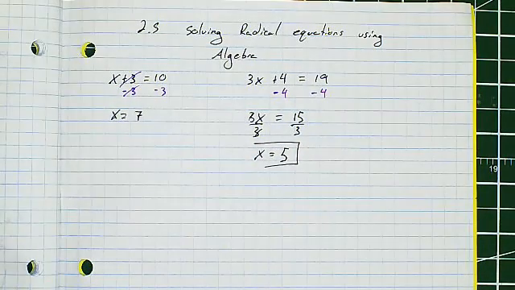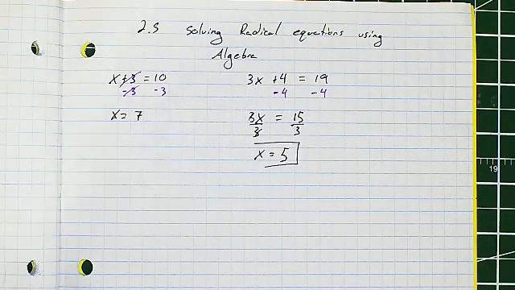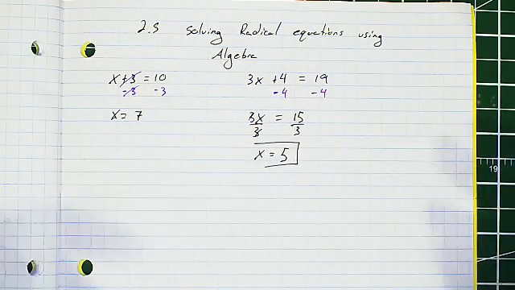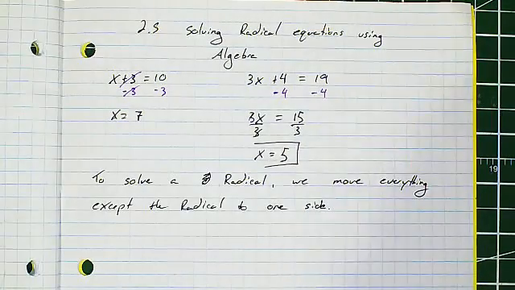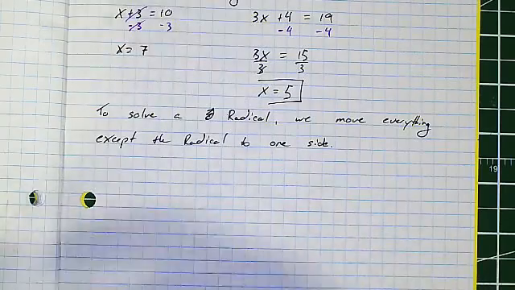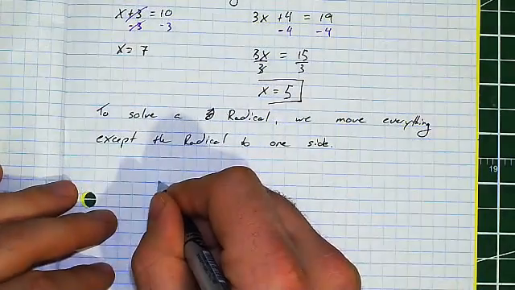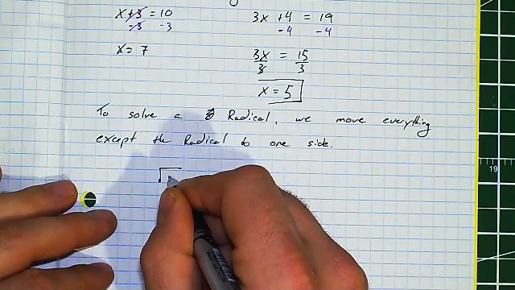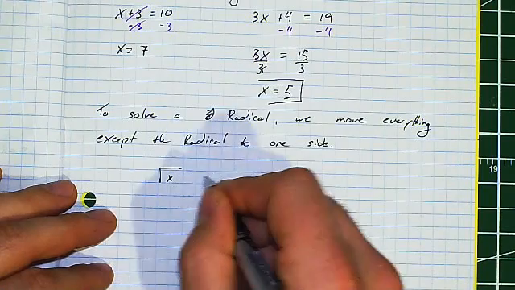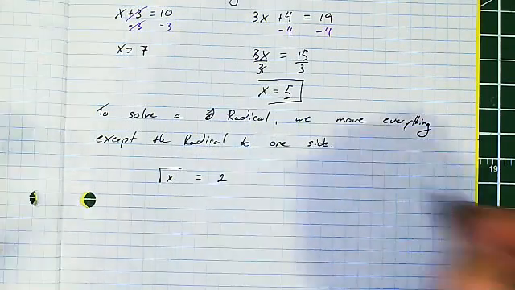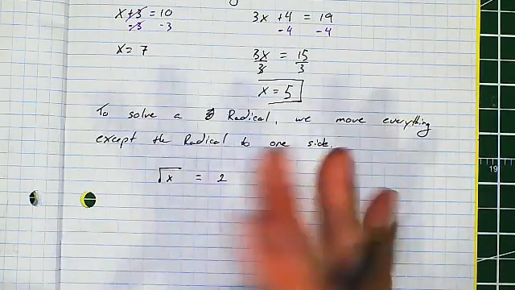When it comes to solving radicals, we do this the exact same way, except what we want to do is put everything except your radical to one side, and then you're going to get rid of your radical. So, once you move everything, or once you move a radical to the other side, we're going to have a real simple version, the square root of x equals 2. This is already done for you because everything is on the other side. We can now solve this.